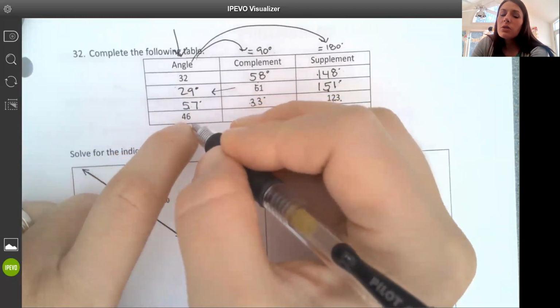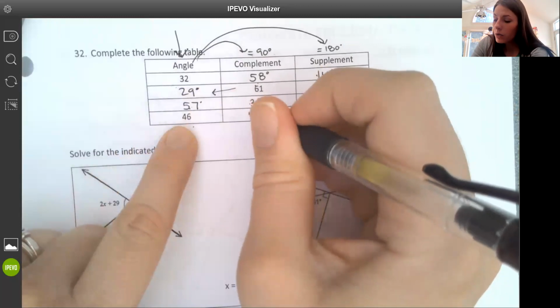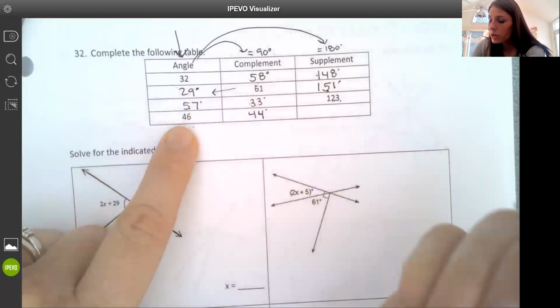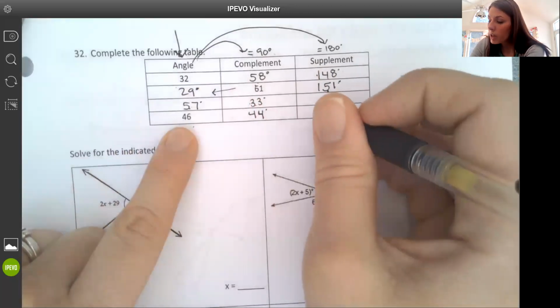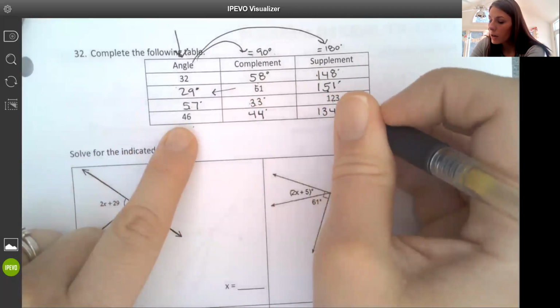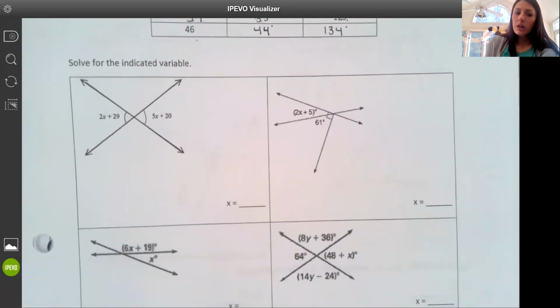So if my angle is 46, then my complement is 44 degrees. And if my angle is 46, then my supplement is 134 degrees. Okay, so filling in that table. Then we have angle relationships.